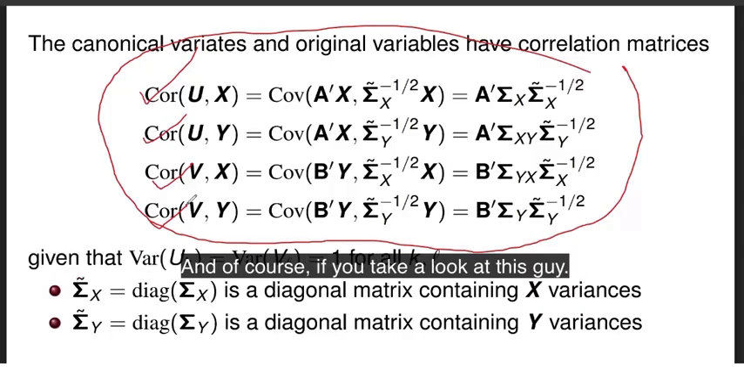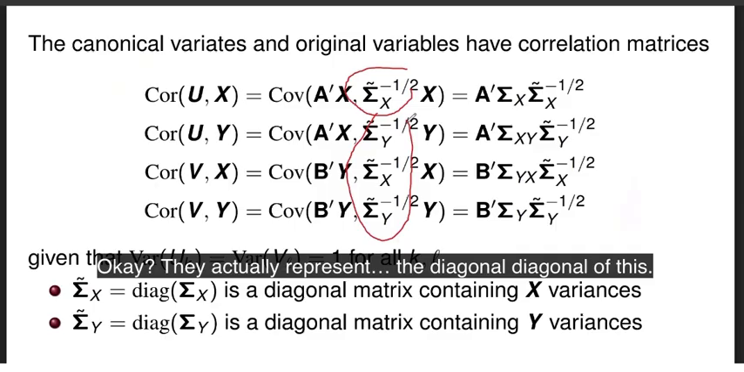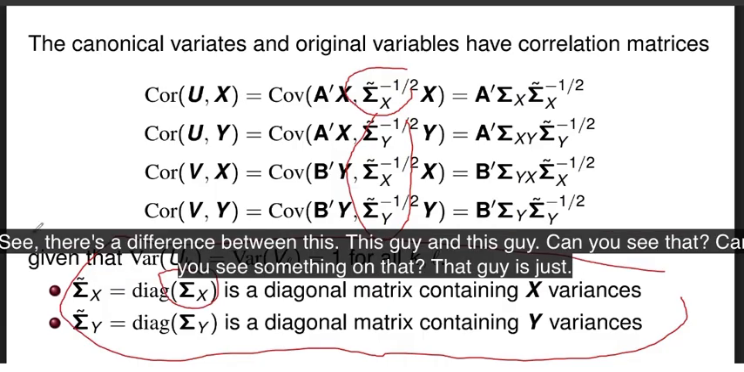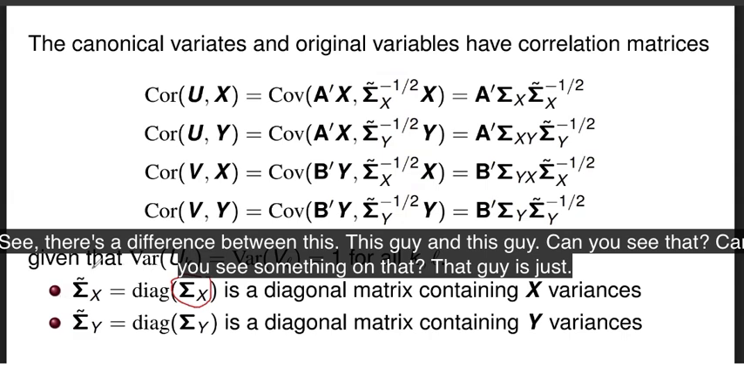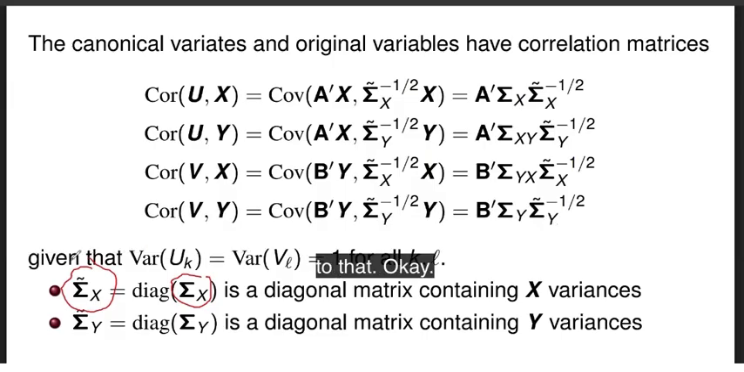And of course, if you take a look at this, all of that actually represents the diagonal of this. See, there's a difference between this and this. Can you see that? That one is just the diagonal elements of the covariance matrix of X. If I have a covariance matrix of X, the diagonal is that. That's what it is talking about. So please pay attention to that.